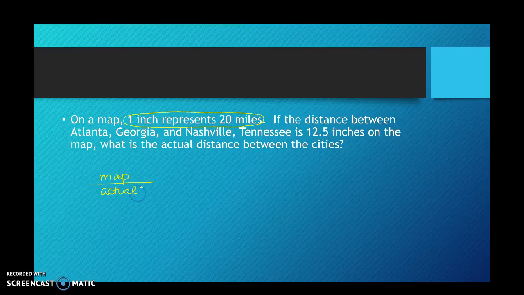In this case, the map is inches over miles. Write my proportion. I always put the scale on the left. So 1 inch over 20 miles says if the distance is 12.5 inches on the map, so map and inches go on top, what is the actual distance? X is on the bottom. All right, you guys go ahead and press pause and solve it.